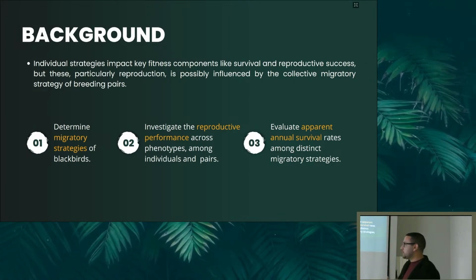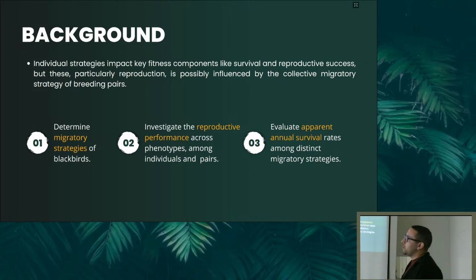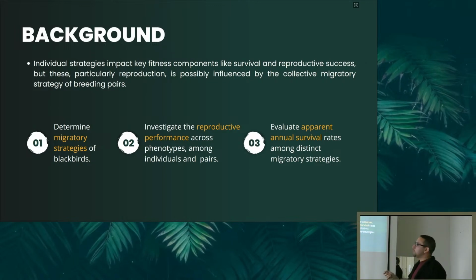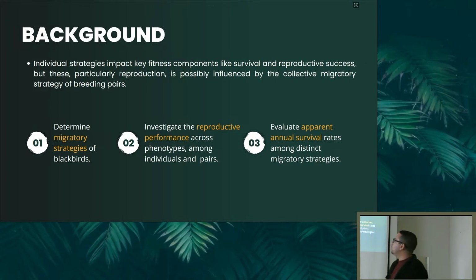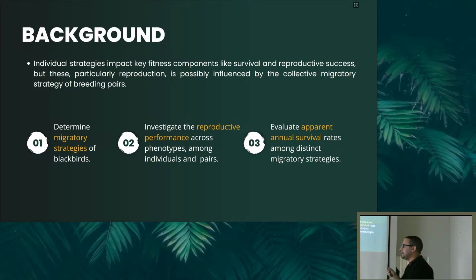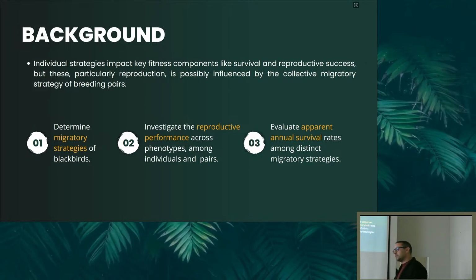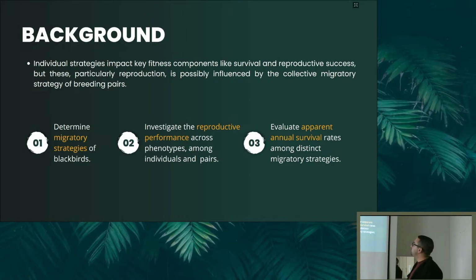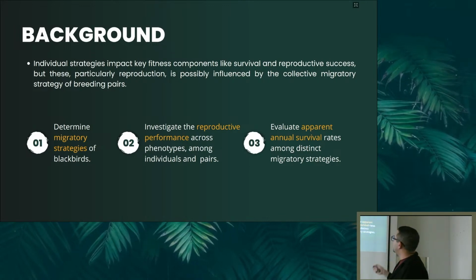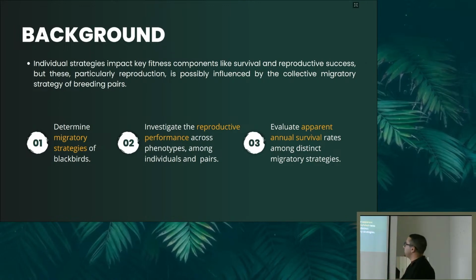There might be differences here. And that's exactly what we wanted to assess. And these were our three main objectives. So we wanted to determine the migratory strategies of blackbirds first. That's the base of the whole project. We wanted to investigate after whether there were differences in reproductive performance across different migratory phenotypes. And lastly, we also wanted to assess apparent annual survival rates among those different migratory strategies.